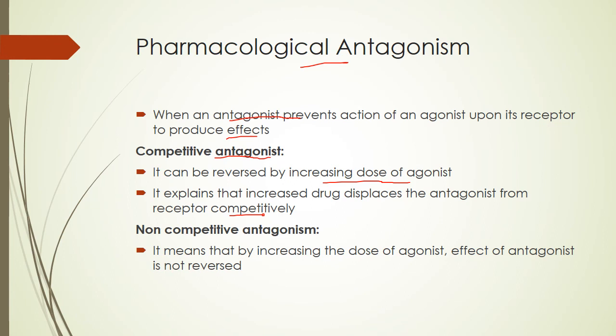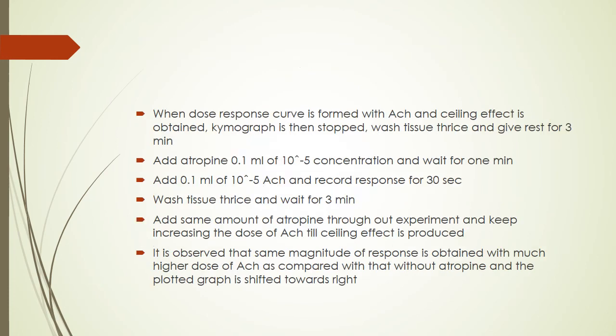But what is a non-competitive antagonist? It is simply an antagonist whose effect is not reversed by increasing the agonist dose. Basically, it does not compete for the same receptor site where the agonist binds. It binds to a different site on the receptor, where it causes a conformational change in the receptor, so that if you increase the dose of the agonist, the effect cannot be reversed.